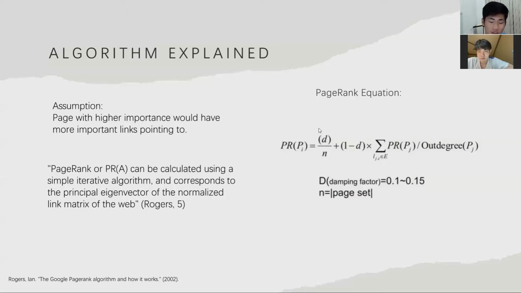In a later slide, I will go more in depth in explaining what this term means. But at this point, you'll see how this term actually damps down the importance of the sum of the PageRank of the parent nodes. So this stops the other pages from having too much influence over the PageRank of this particular node.